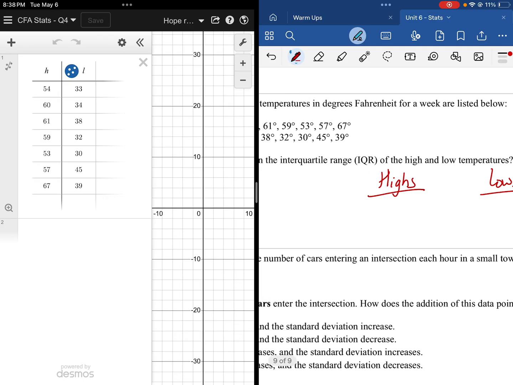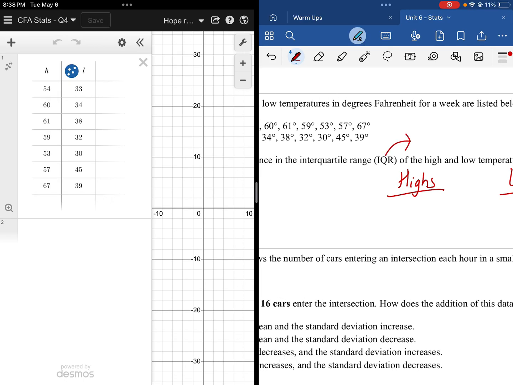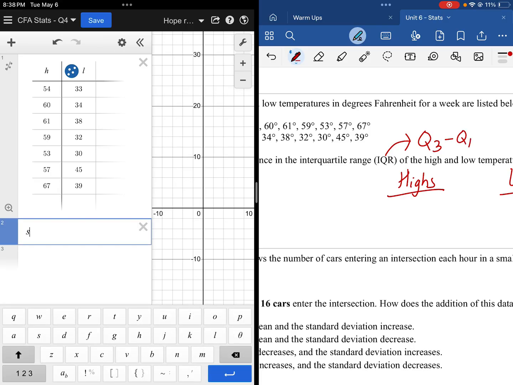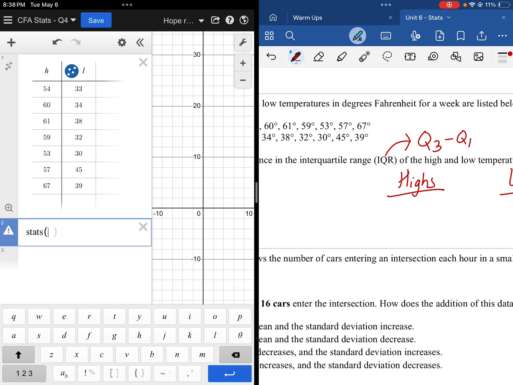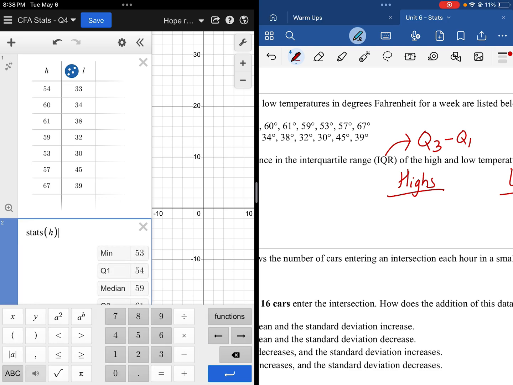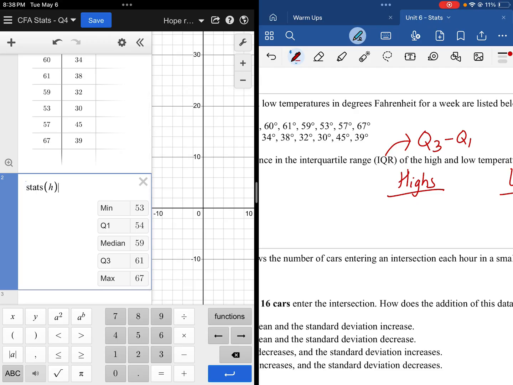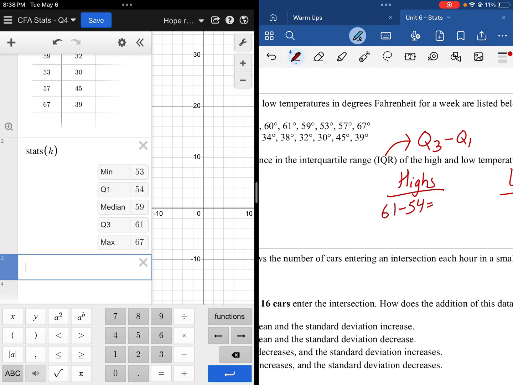So for IQR, we need Q3 minus Q1. So that's going to come from our stats button. And so I'm looking at the highs first. So we have 61 minus 54. So if we go down here, 61 minus 54, we get 7.